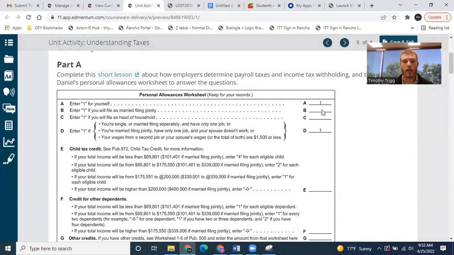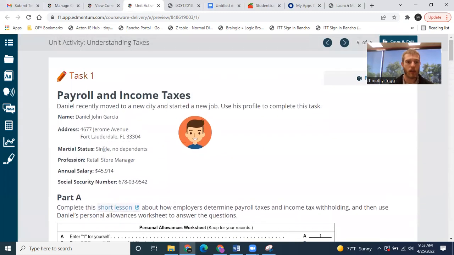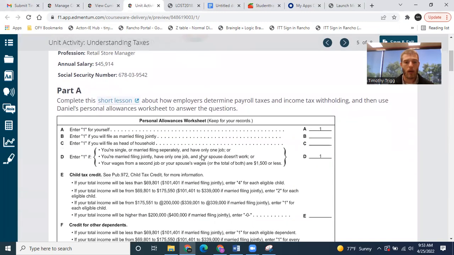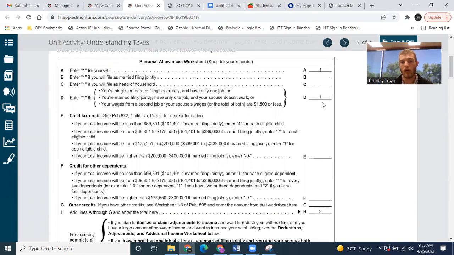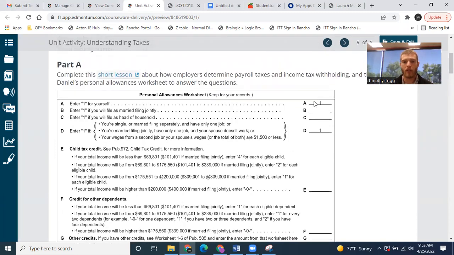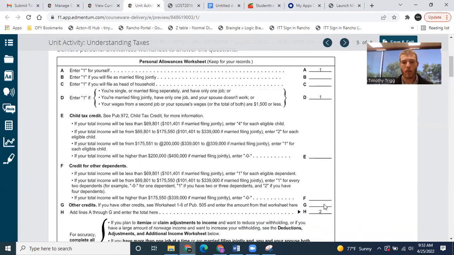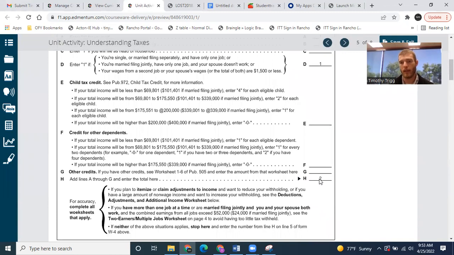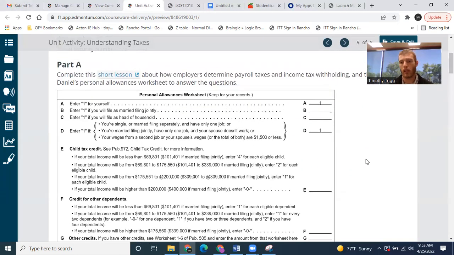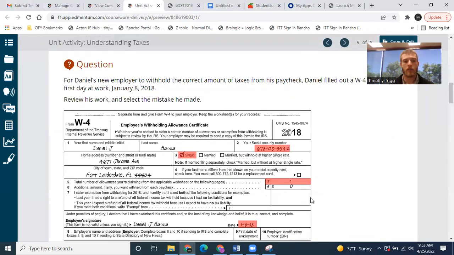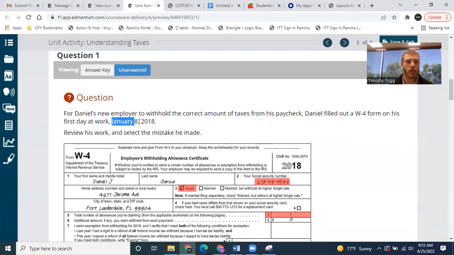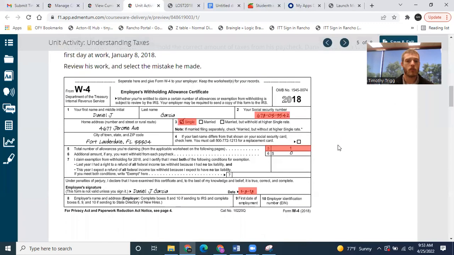Notice he didn't put a 1 for lines B or C because he's not married. Remember, Daniel is single. So he doesn't put a 1 there. As he's filling out this worksheet, he's put a 1 here, a 1 here. And then in line H, you would add the total from A through G. Line H is basically your total allowances. In the case of Daniel, he should have 2 allowances. So he's filling out his W-4 form on January 8th, 2018. Let's go and review his work.